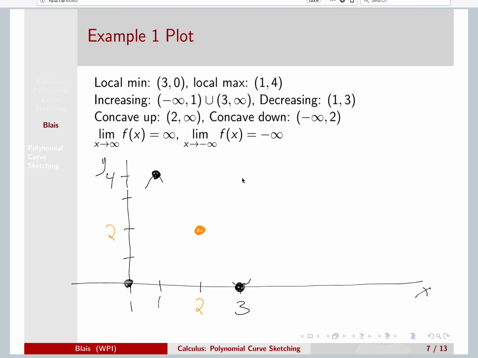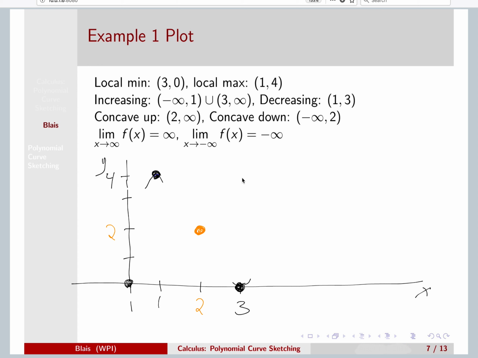And we know our function is concave up to the right of this point, and concave down to the left. And again, we know the function is increasing from negative infinity to 1, decreasing from 1 to 3, and increasing from 3 to infinity, and taking off to infinity as x goes to infinity. So we can put this all together now and draw the graph.